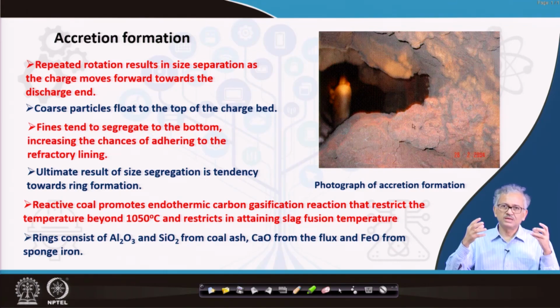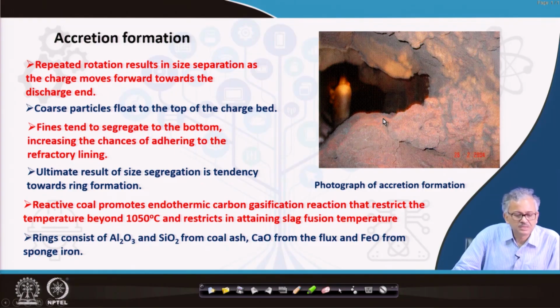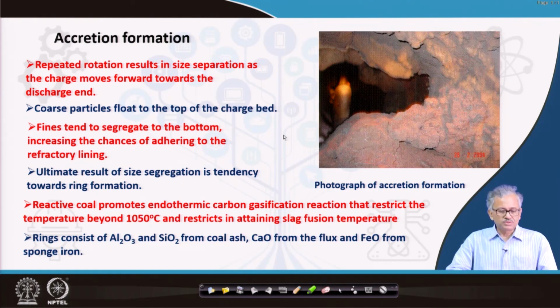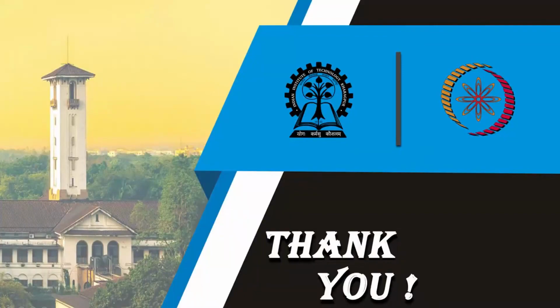This ring basically consists of the alumina silica from the coal ash, the CaO from the flux, and the FeO from the sponge iron. They form low melting eutectics, so their fusion temperature can be exceeded even at 1050 degrees centigrade. Easily it is exceeded, and that's why they form this agglomerated mass. Okay, so this is about the rotary kiln process, and I will stop here and continue in the next lecture.